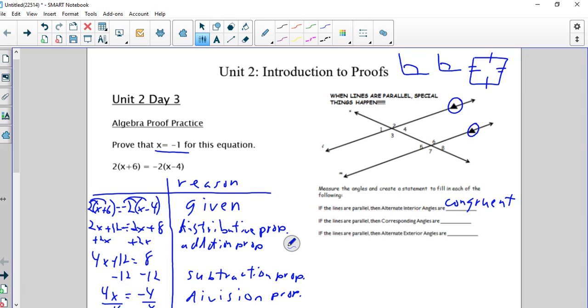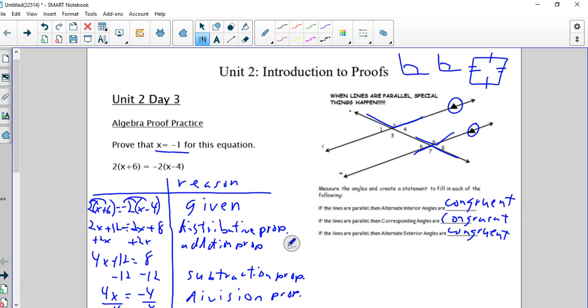So if the lines are parallel, corresponding, 1 inside, 1 outside, think about it, 2 is outside, 6 is inside. Remember I talked about the elevator, or the zip line? In this situation, these are the same. Okay? So again, congruent. Same goes for alternate exterior angles. Okay? 2 and 7. They're also congruent. And if you think about it, it all makes sense.